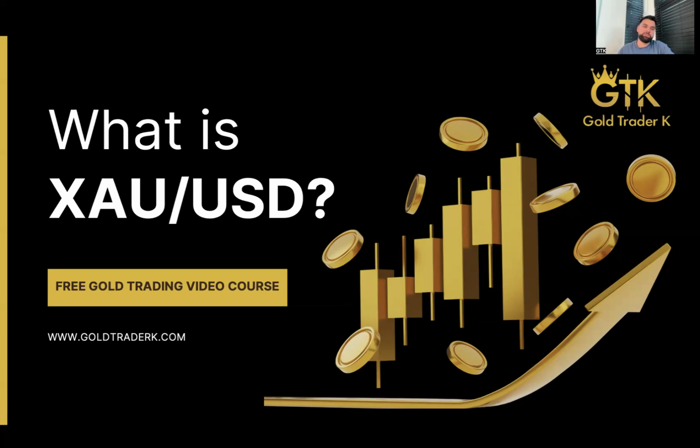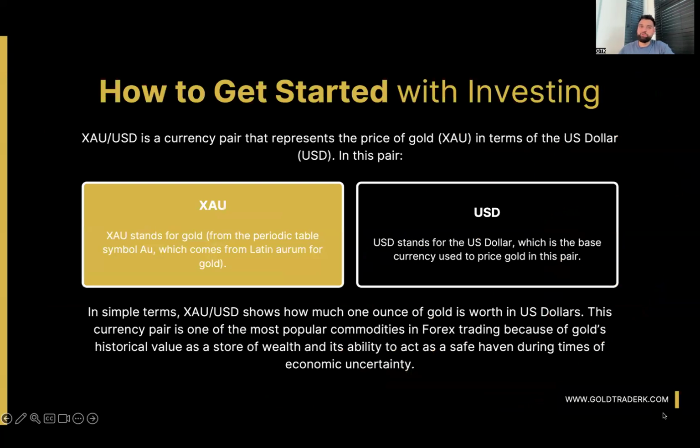In today's topic, we're going to speak about what is XAU USD. XAU USD is a currency pair that represents the price of gold, which is also called XAU, in terms of US dollar, which is USD. In this pair, XAU stands for gold, from the periodic table symbol Au, which comes from the Latin aurum of gold. USD stands for US dollar, which is the base currency used to price gold in this pair. In simple terms, XAUUSD shows how much 1 ounce of gold is worth in US dollar.